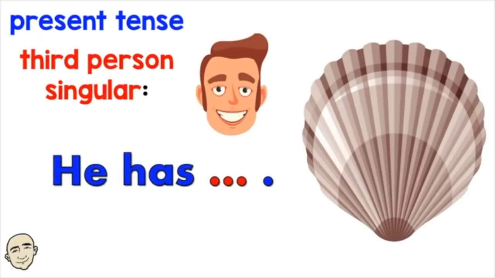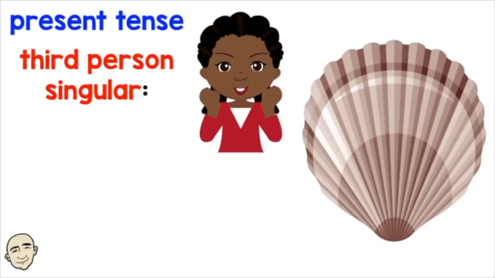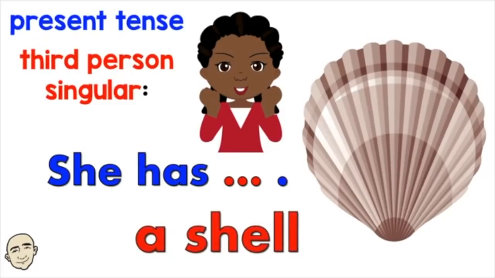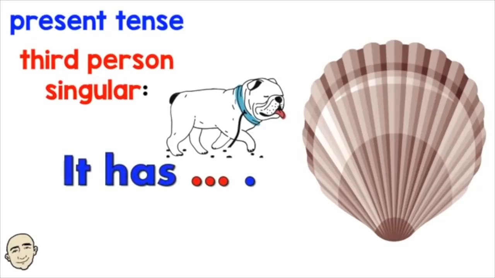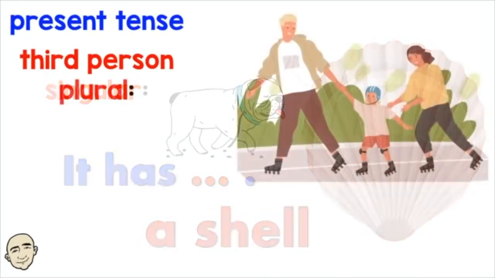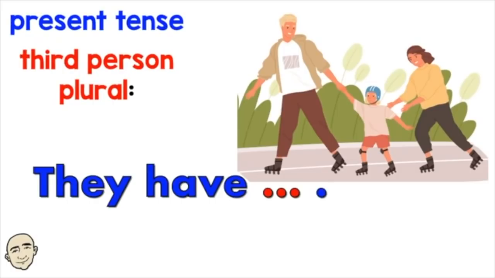He has a shell. She has a shell. It has a shell. They have a son.